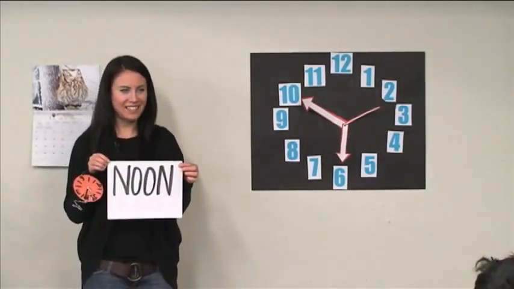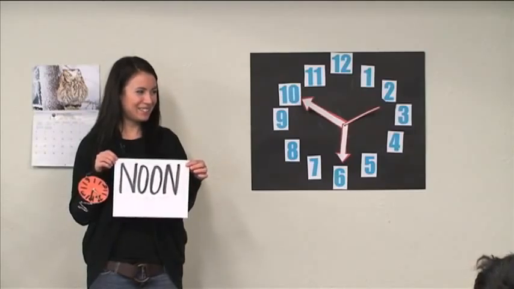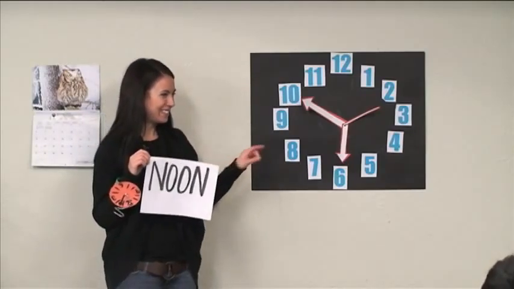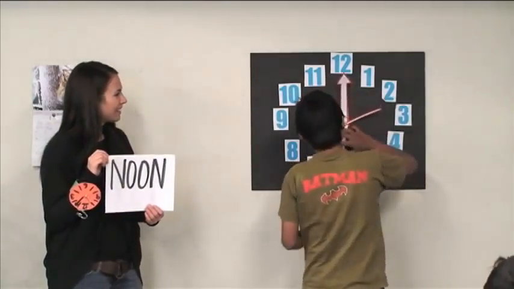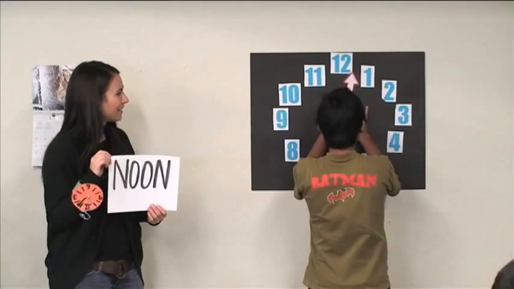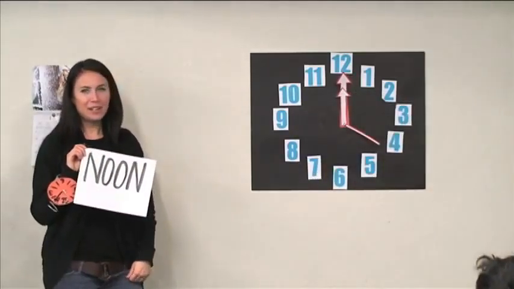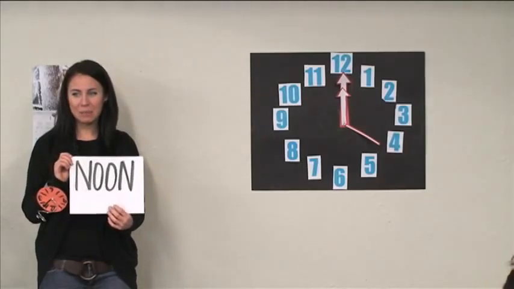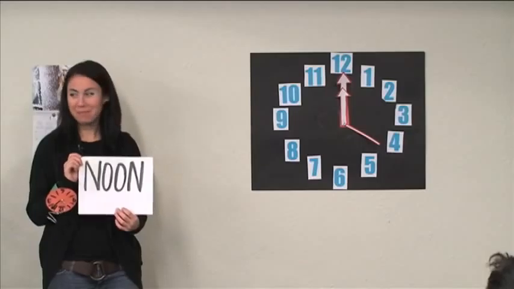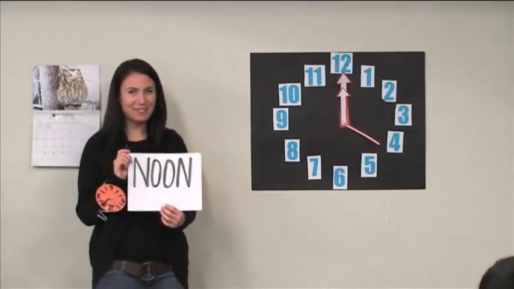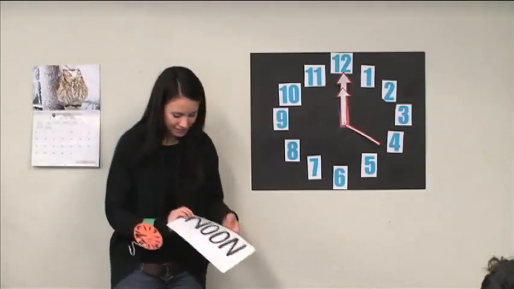What does this one say? Noon. So do you know what this one is? Do you want to put this one for us? 12 o'clock. So 12 noon, is that AM or PM? PM, yes, it's PM. 12 noon is PM. So it's 12 o'clock. Thank you.